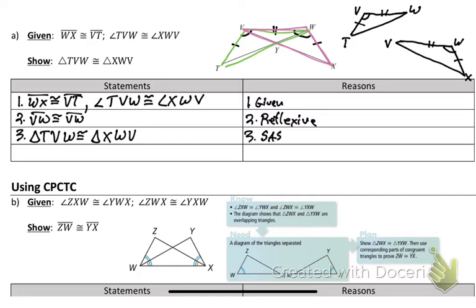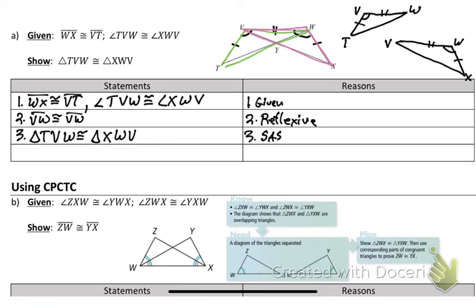Overlapping triangles are as difficult or as easy as you make them. They just take practice. Understand what I mean by overlapping and that reflexive property, and not just picking any angle you see out there. Make sure it is fully encompassed in both triangles.